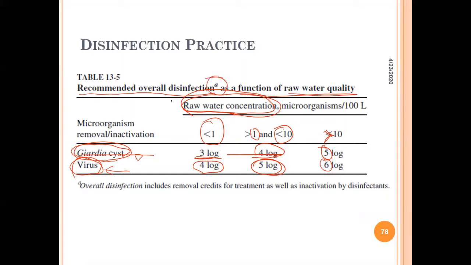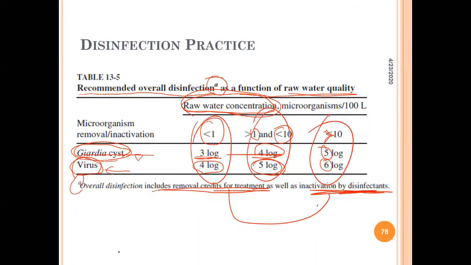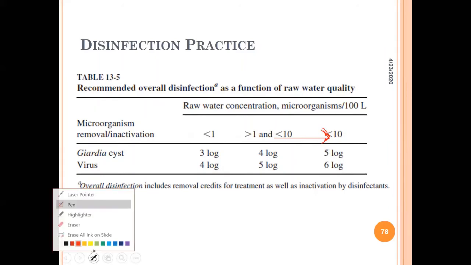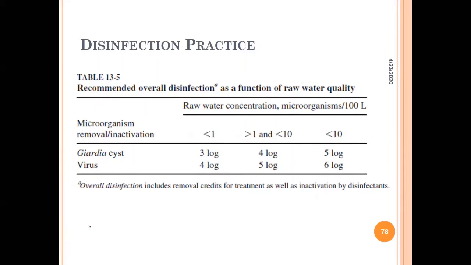The recommended overall disinfection includes removal credit for treatment, because some of the microorganism removal will happen during treatment, and then some will happen in the disinfection unit. So combining both of them, these numbers are recommended. Okay. So here I think this is more than 10. It's given in table 13-5.